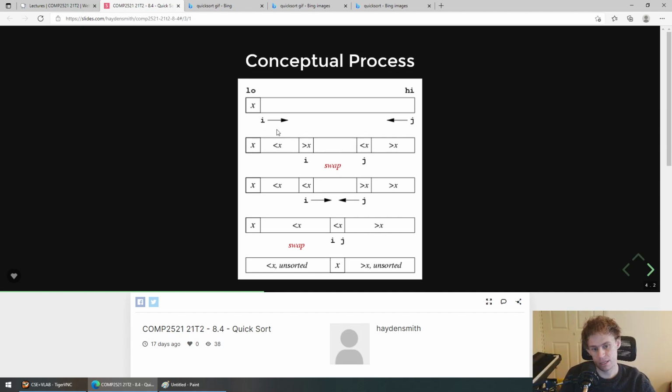And the idea is that anytime you come across elements where they should be swapped, you swap them. So let's say you're moving I from the left to the right here. You're going like here to here to here to here, and all of these elements you're exploring are less than the pivot. You don't do anything, but the second you come across an element that's greater than the pivot, you wait until J comes along and finds an element that's less than the pivot, and then you can swap them, and then you can keep moving towards the middle.